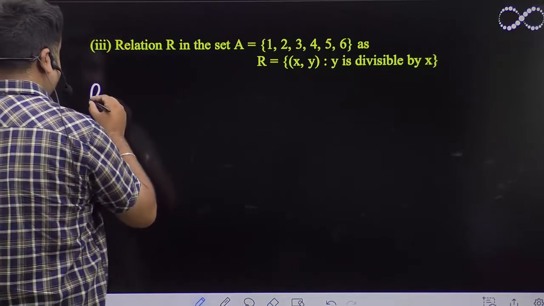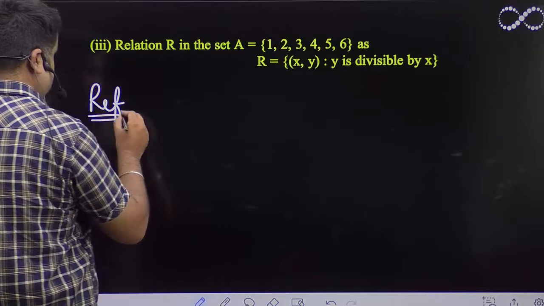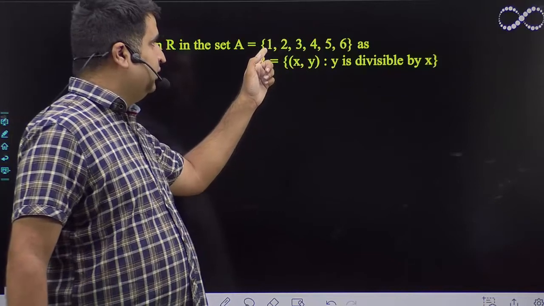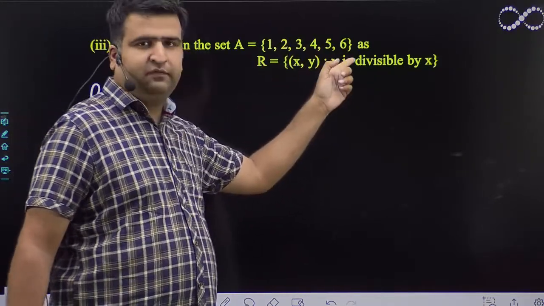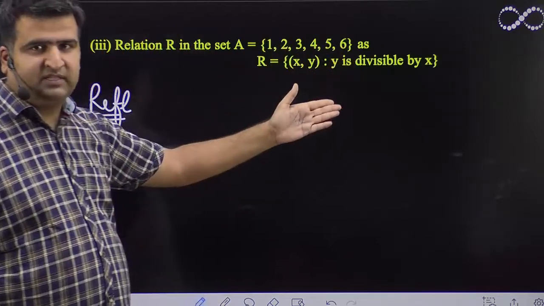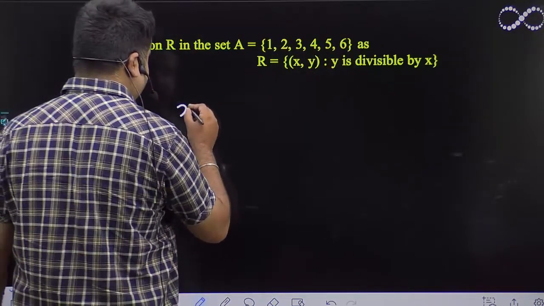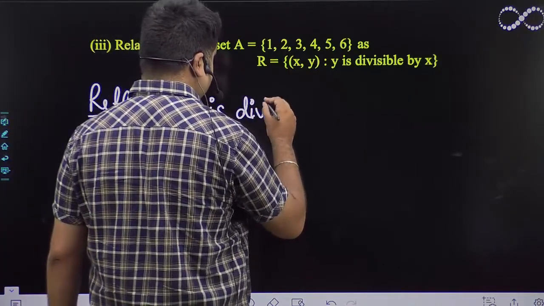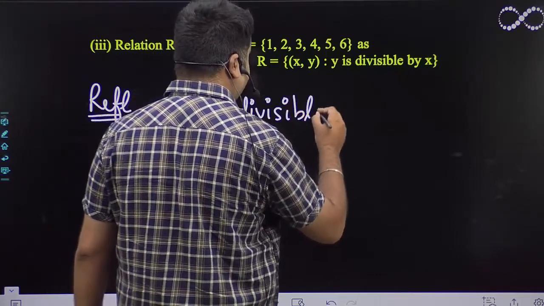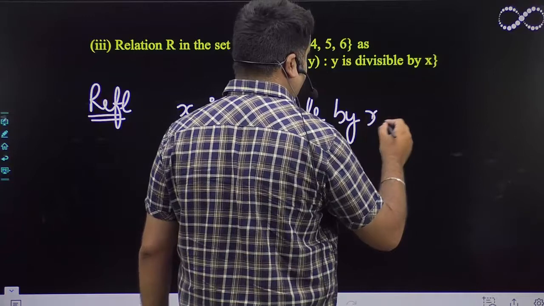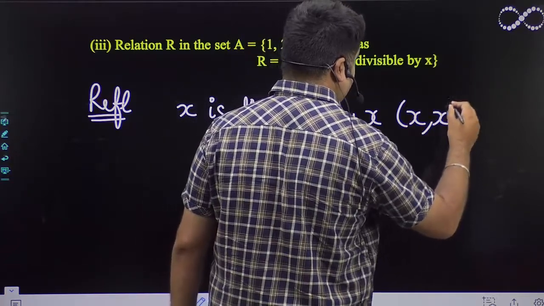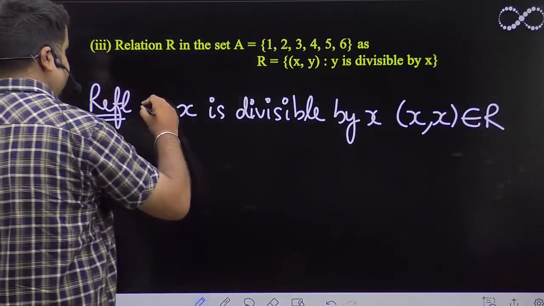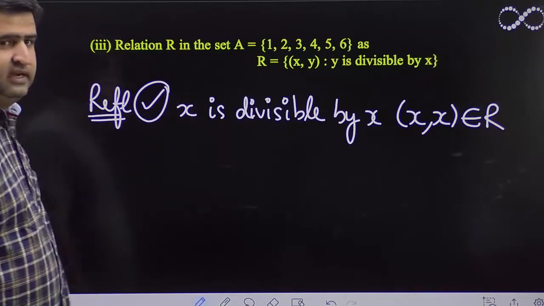For reflexive property, we have to see if x comma x, which means 1 comma 1, 2 comma 2, 3 comma 3, 4 comma 4, 5, 5, 6, 6, these are present or not. Now we see that x is divisible by x. Now this we all know, every number is divisible by itself. Therefore, x comma x belongs to R. So therefore, this relation is reflexive. So reflexive property is satisfied.